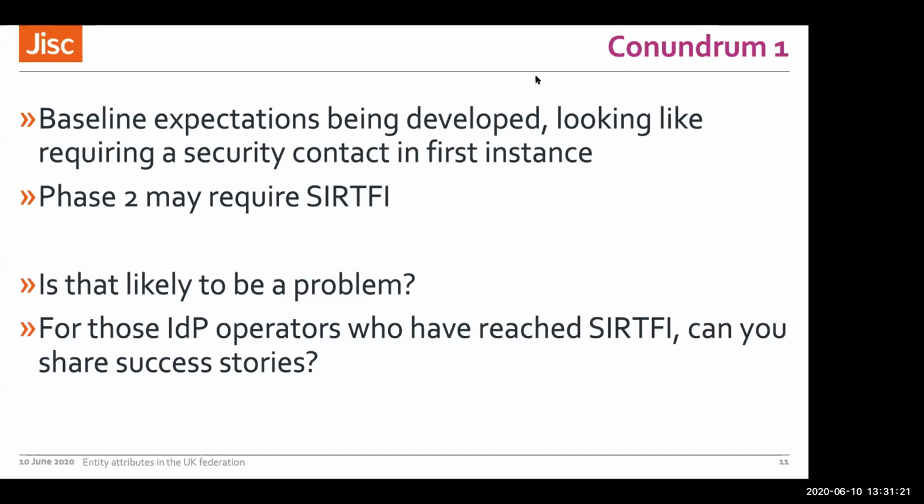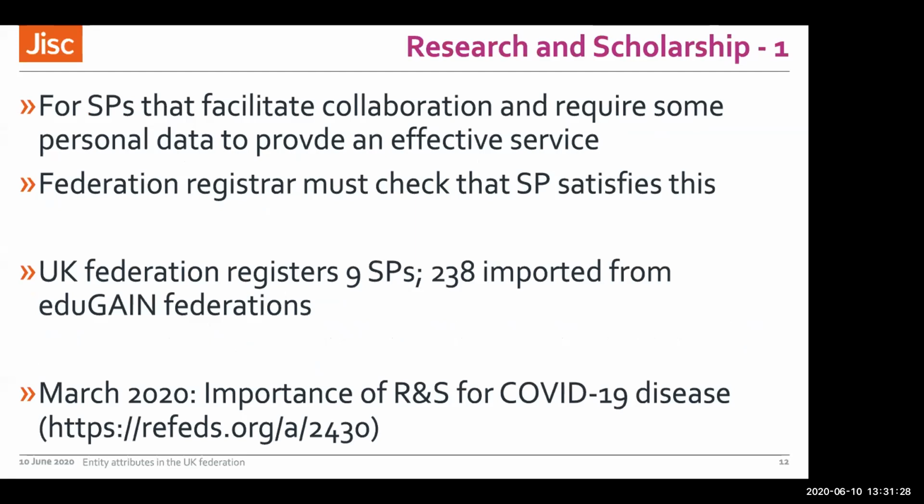Right, well, maybe I'll just move on to the next one, which has a certain amount of contention as well, which is the research and scholarship entity category, and this is for the SPs that facilitate collaboration, and they require some personal data to provide the effective service. And this can't be self-asserted. The federation operator has to make a judgment whether that is the case.